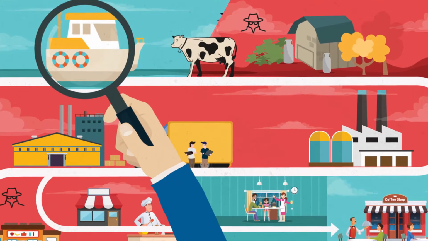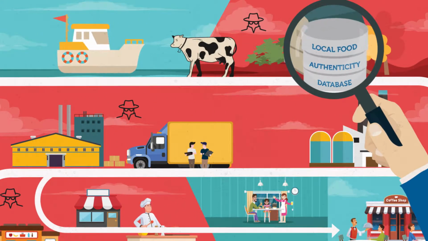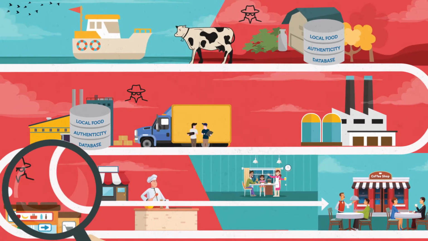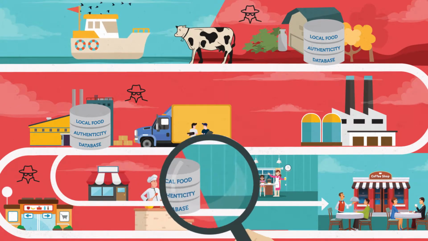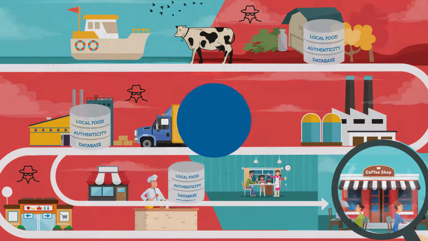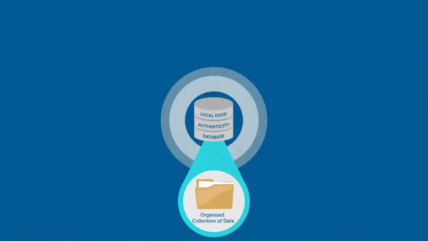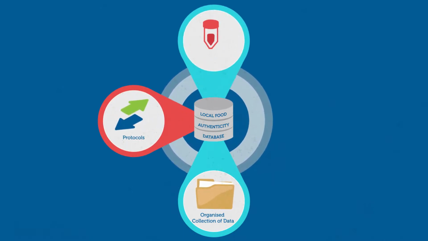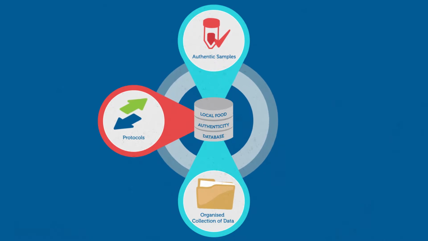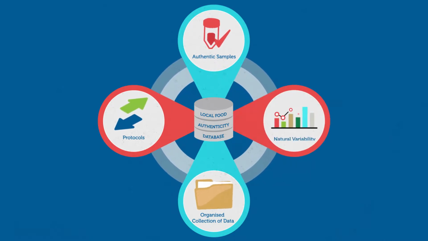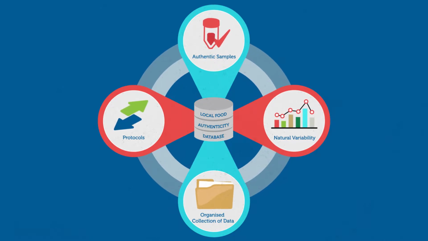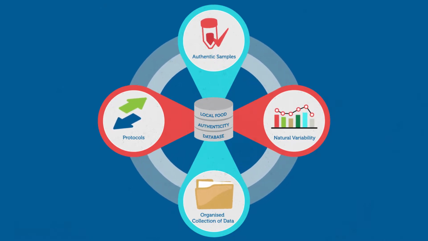In these types of fraud, those best placed to detect them are often the authorities or regulators in the production area using locally produced food authenticity databases. A food authenticity database is an organized collection of data analyzed with established protocols acquired from a representative number of authentic samples, with the purpose of defining the natural, typically observed, variability of some particular defined property of a foodstuff.